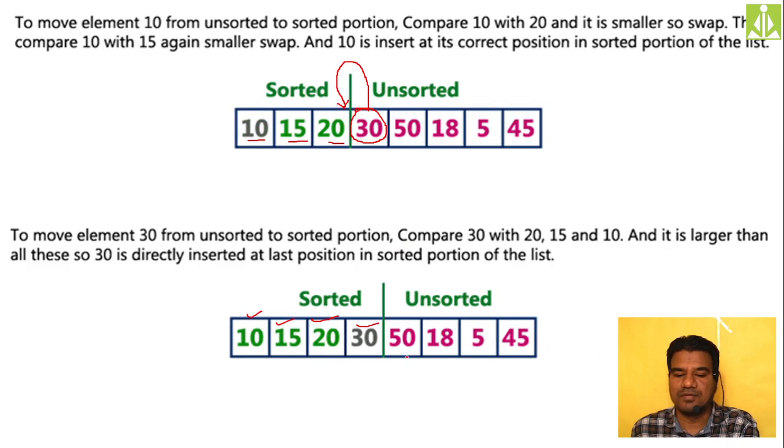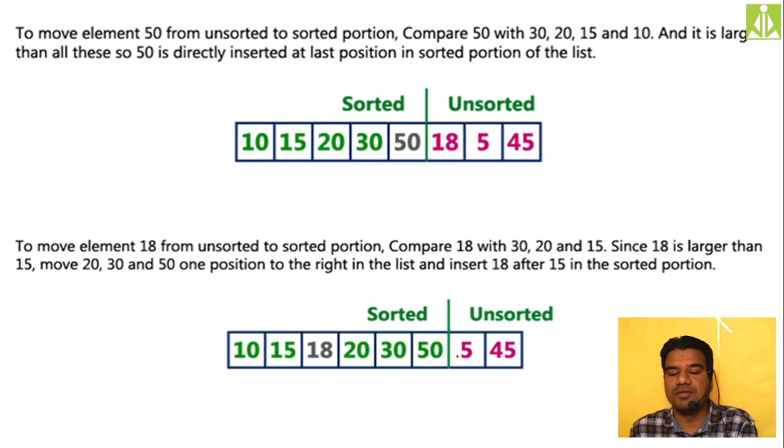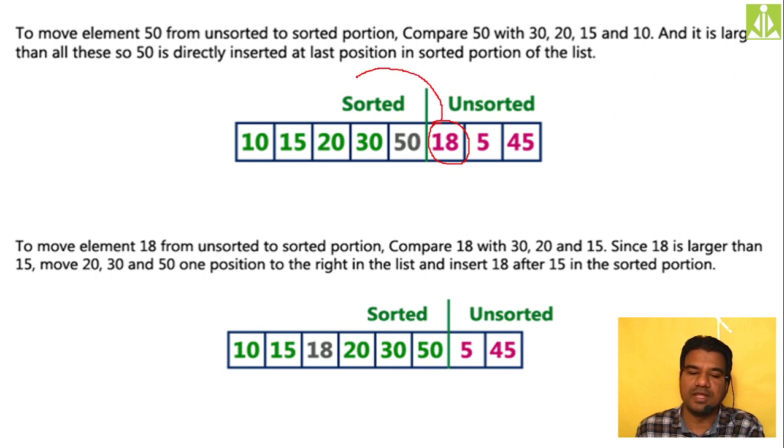Pick 50. Again 50 has to come after 30. So do the insertion accordingly for this 50, and then 18, 5, 45 remain in the unsorted sublist, and the sorted sublist will become like this. Again you pick this 18. Where does it have to come? It has to come after 15, over here. So accordingly we do the insertion.